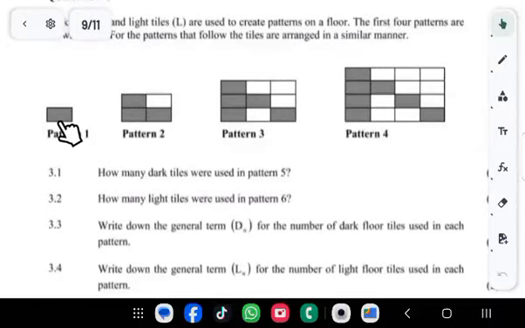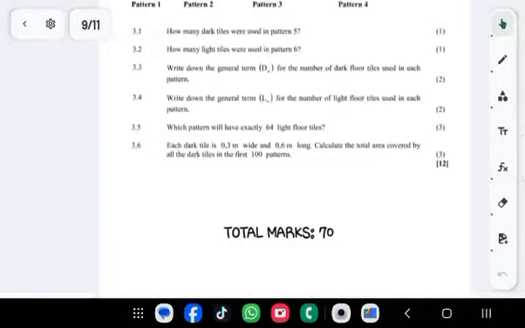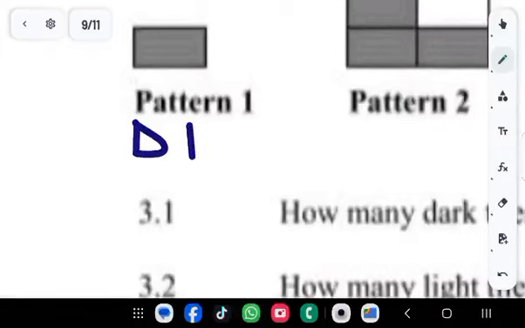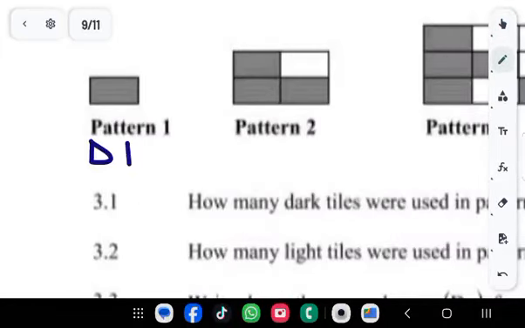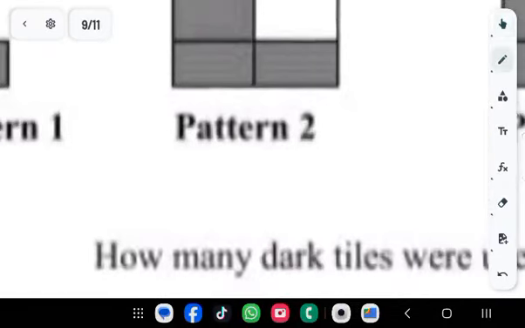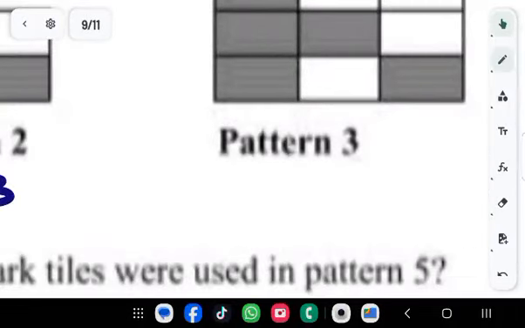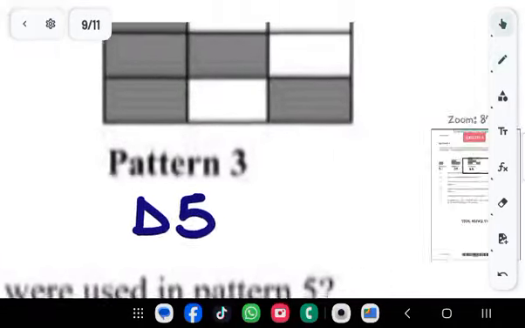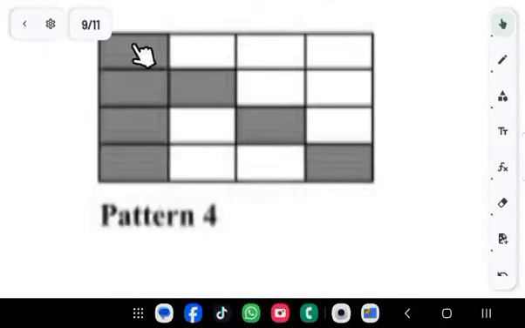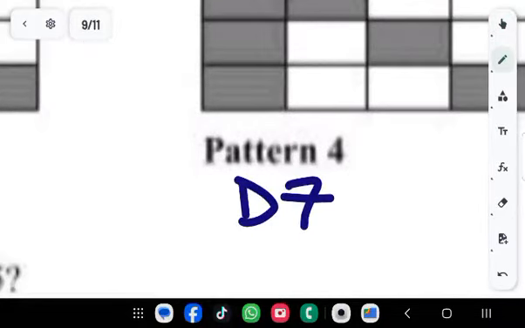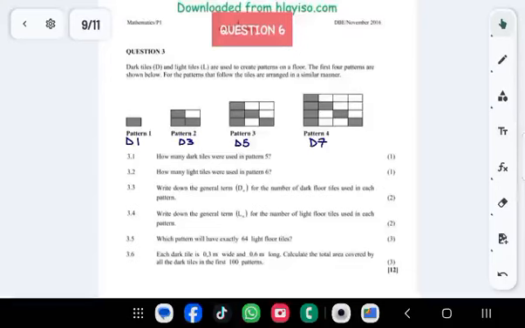Okay, we've got 1 dark tile in pattern 1, right? And then we've got 3 in pattern 2. We're just going to call it D. And then how many in pattern 3? 5. And then in pattern 4, we've got 7 dark tiles. Okay, there's a pattern, so it's 1, 3, 5, 7.